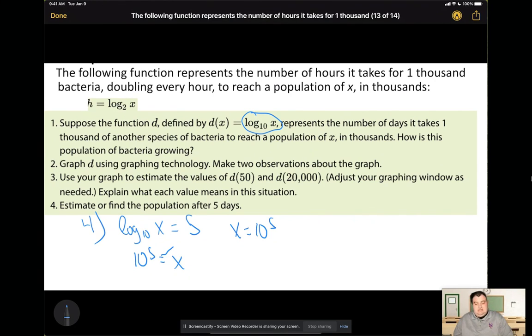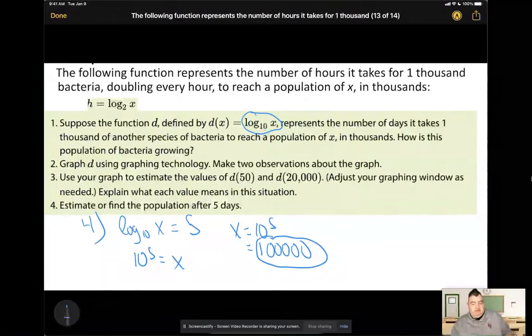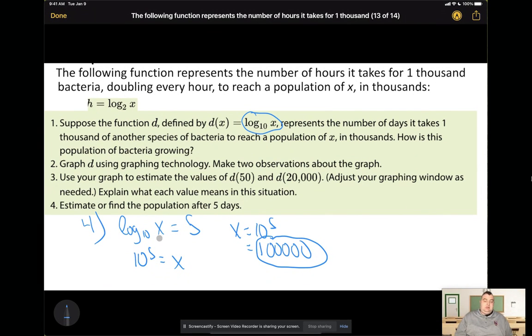10 to the power of 5 is 1 followed by 5 zeros: 1, 2, 3, 4, 5. So what is the population after 5 days? After 5 days, the population is 100,000. All I did was take log base 10 of x, set it equal to 5, and then convert it to exponential form. That is it for Lesson 17, and that is it for Unit 4.